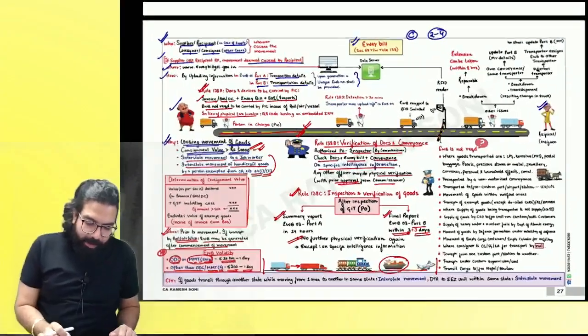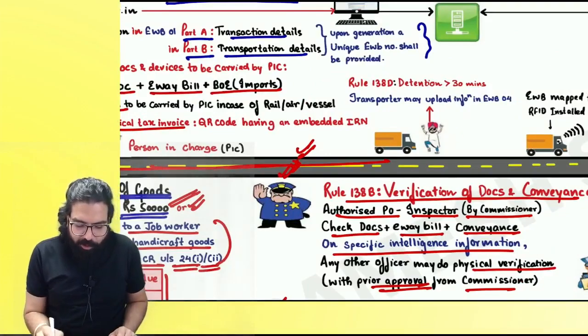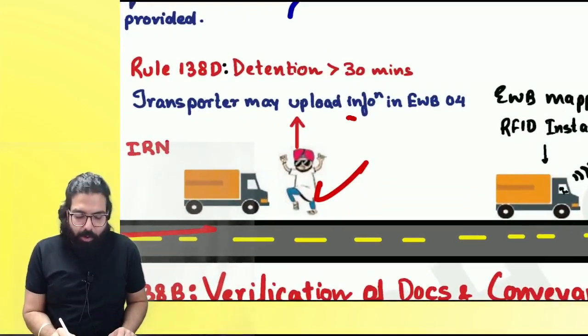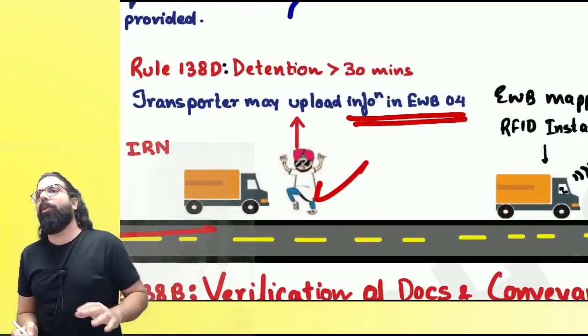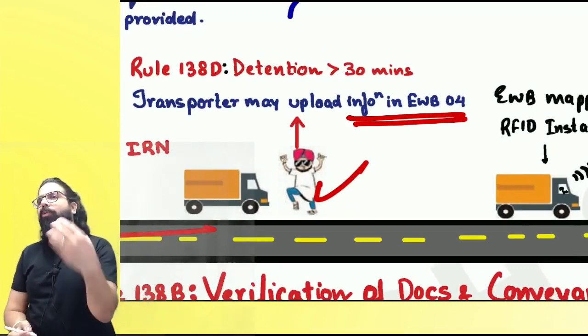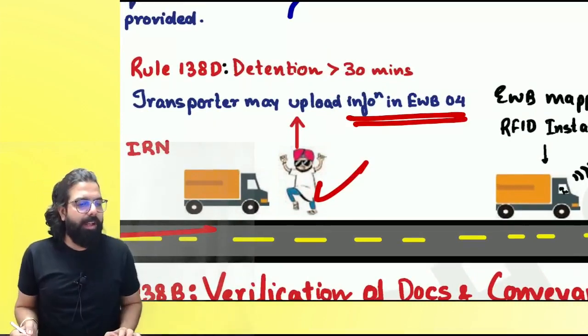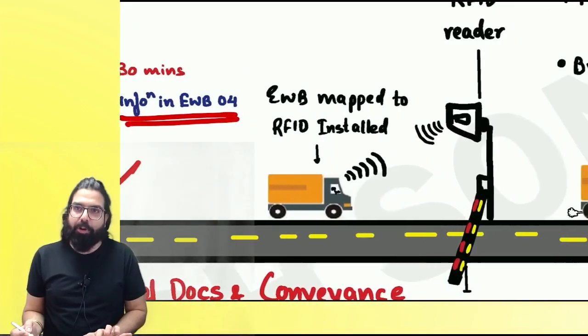The next one over here is, sir, when you are going on the way, supposing you are stopped for more than 30 minutes, then you can go online and upload a grievance report saying, sir, I have been stopped and being harassed, whatever it is. You can give your grievances in GST EWB 04.